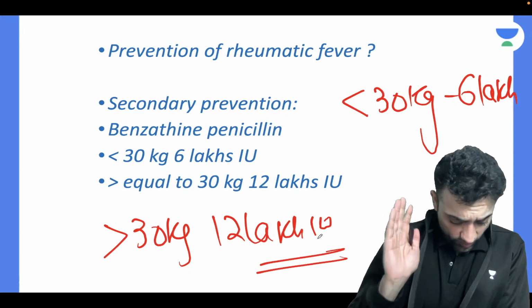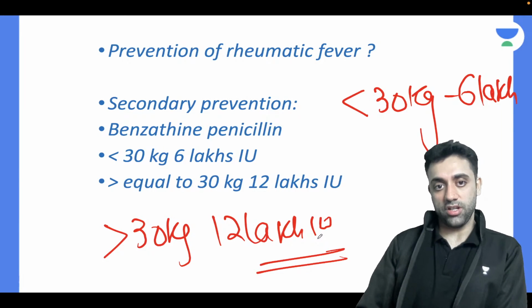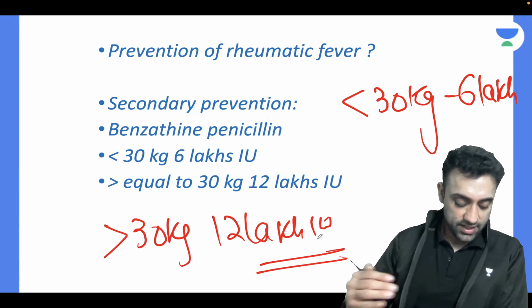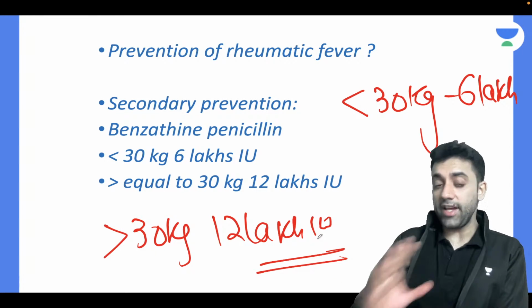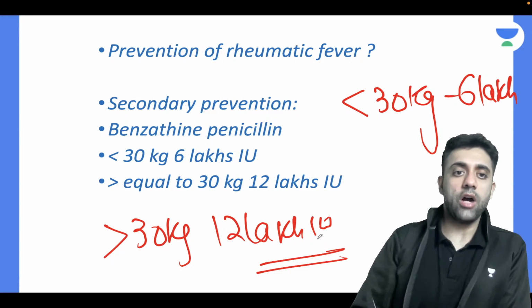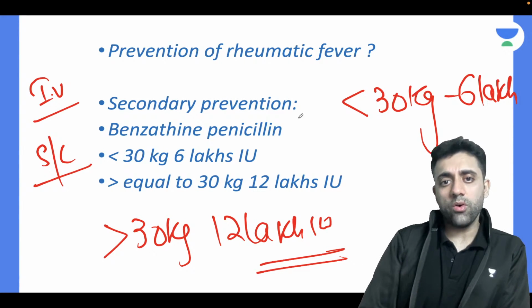Very, very important. For the prevention of rheumatic fever, secondary prevention, you will give me benzathine penicillin. Less than 30 kg, 6 lakhs; more than 30 kg, 12 lakhs. Very important. How do you give it? Do you give IV or subcutaneous? Anyone? How do you give?